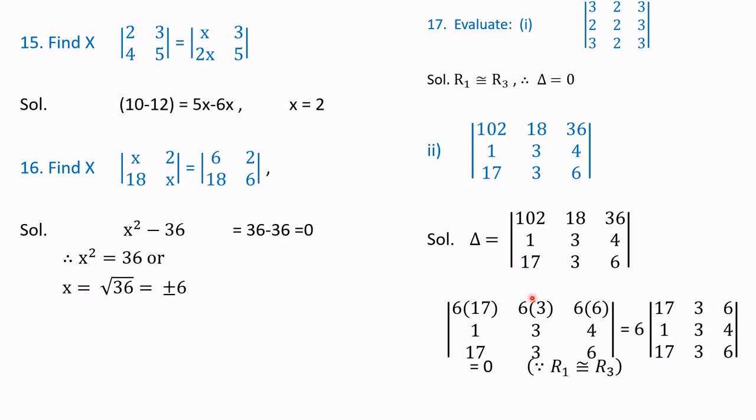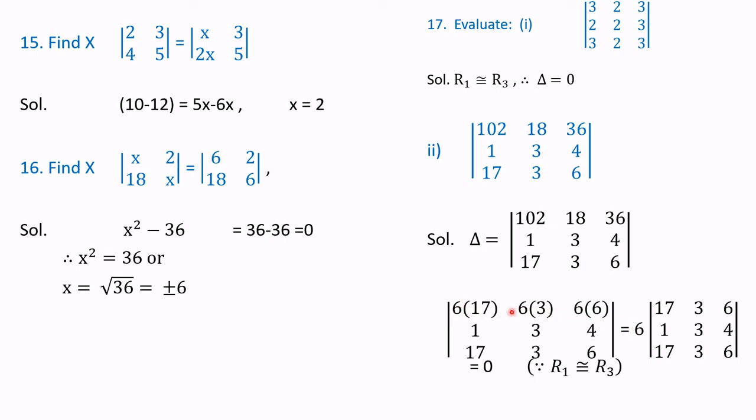Therefore, we have to simplify. 102 is nothing but 6 into 17. The second item is 6. If we take common, it is 6 into 3. And the last item is 6 into 6. Therefore, 134 in the second row is retained as it is. The last item is 17, 3, 6. We have retained. So 6 we are taking common.